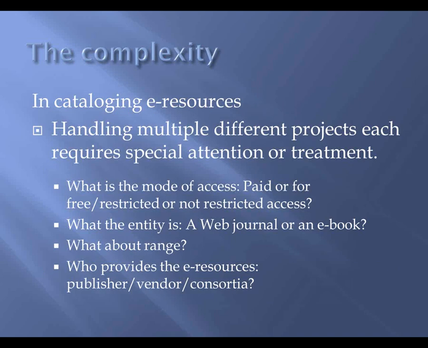The complexity, the uniqueness of cataloging e-resources, is that you are always handling multiple different projects, and each project will require special and different attention and treatment. For instance, what is the mode of access? Is this a paid, subscribed, or free access? Is our cataloging record providing restricted access to users who log in through our university library network, or are we describing e-resources provided free on the internet? And also what the entity is. Is this a web journal or an ebook? These all affect the actual cataloging work. We also have to consider who provides the e-resources. Is it the publisher, vendor, or consortia?